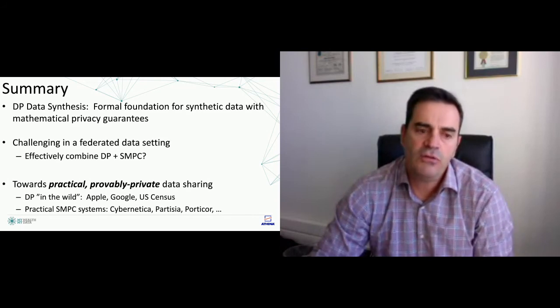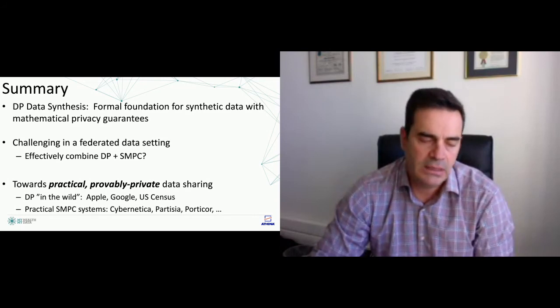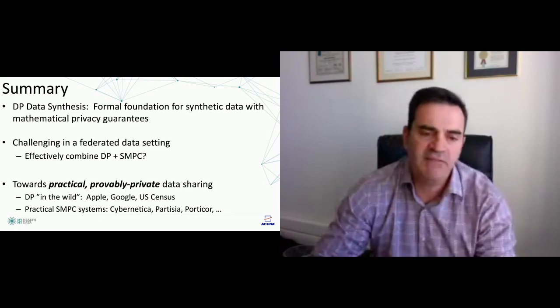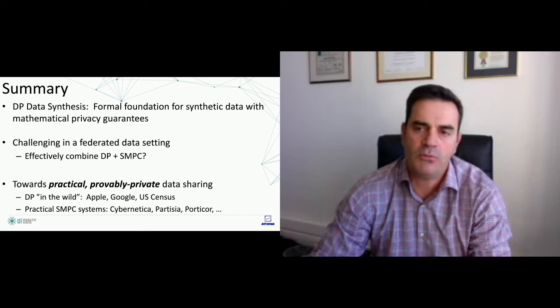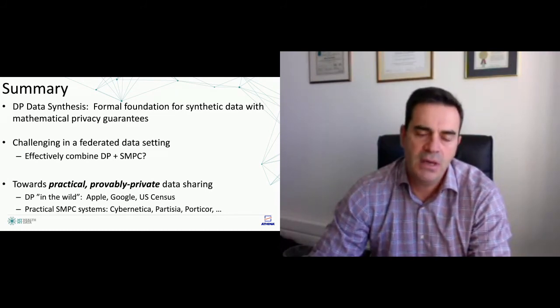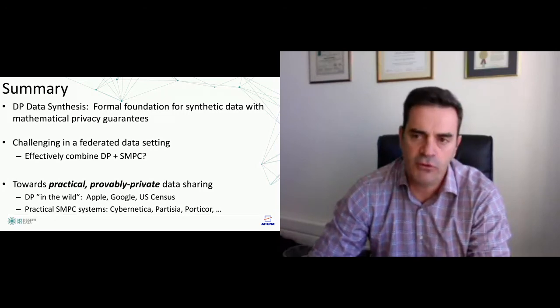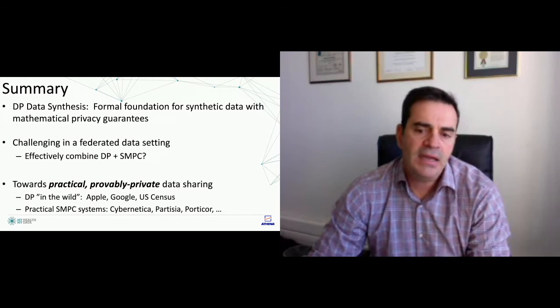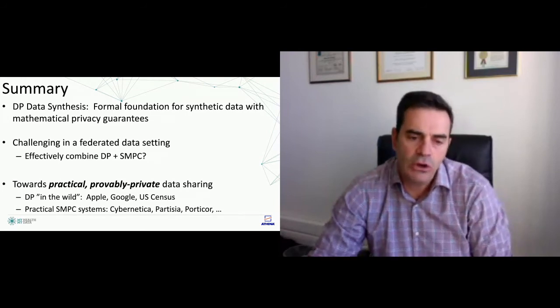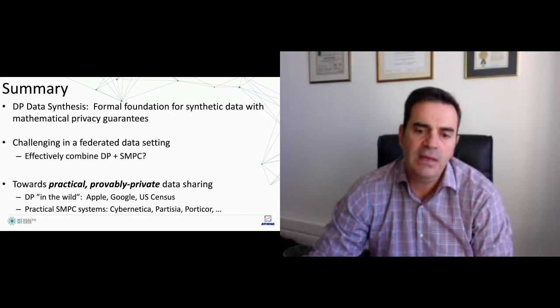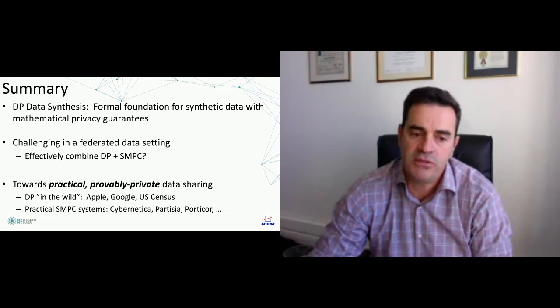And I think this idea of effectively combining differential privacy with cryptographic tools like secure multi-party computation is going to gain even more importance in the years to come. I think there's a lot of potential for interesting, fruitful research here. And with differentially private data synthesis, I think we're slowly going to move towards practical, provably private data sharing. Differential privacy, as I said, is already used in the wild.